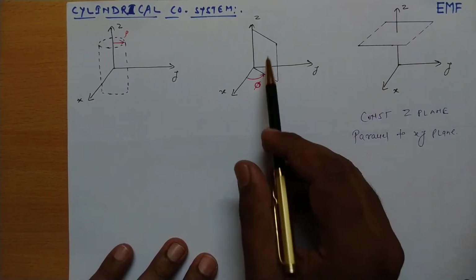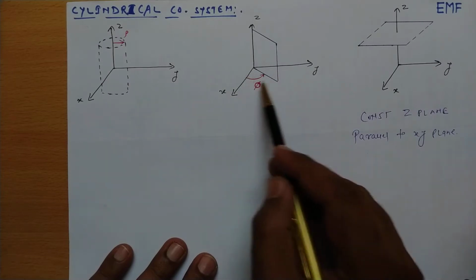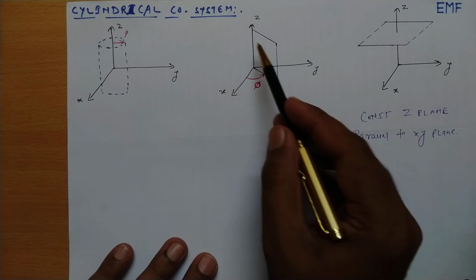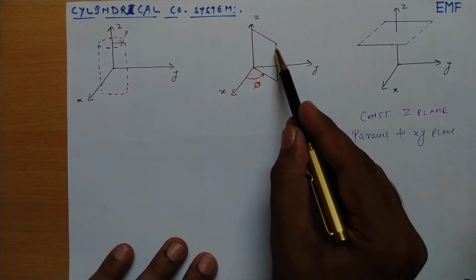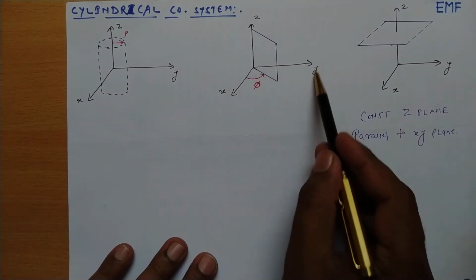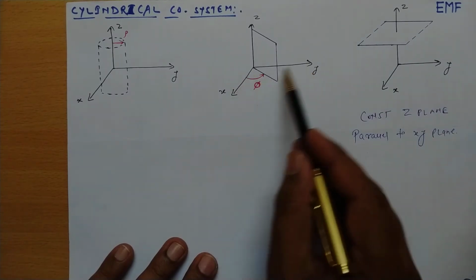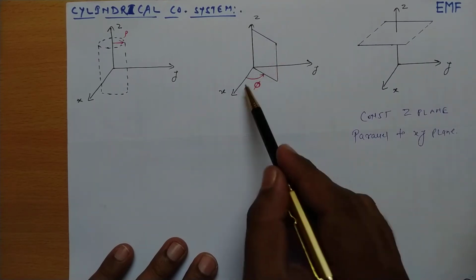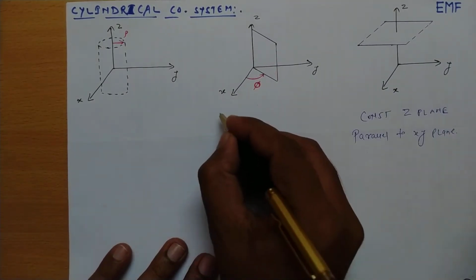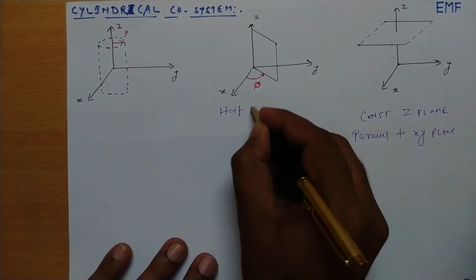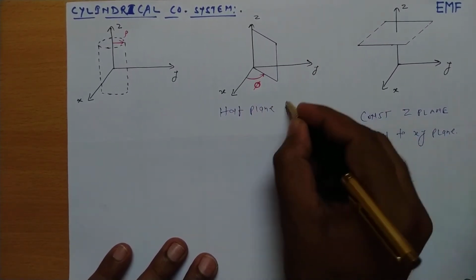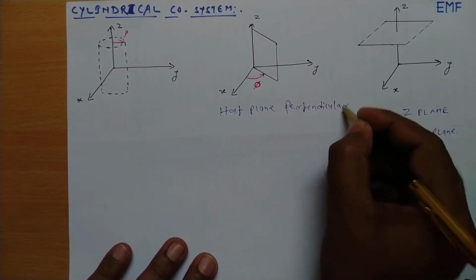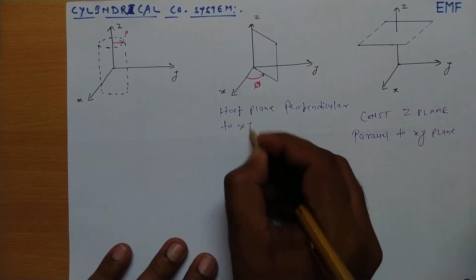Second, we require a half plane. This is the half plane which is perpendicular to the xy plane. As you can see, this is the xy plane, this is x, this is y. So this area is given by the xy plane, and this half plane is perpendicular to the xy plane. So we require a half plane perpendicular to the xy plane.